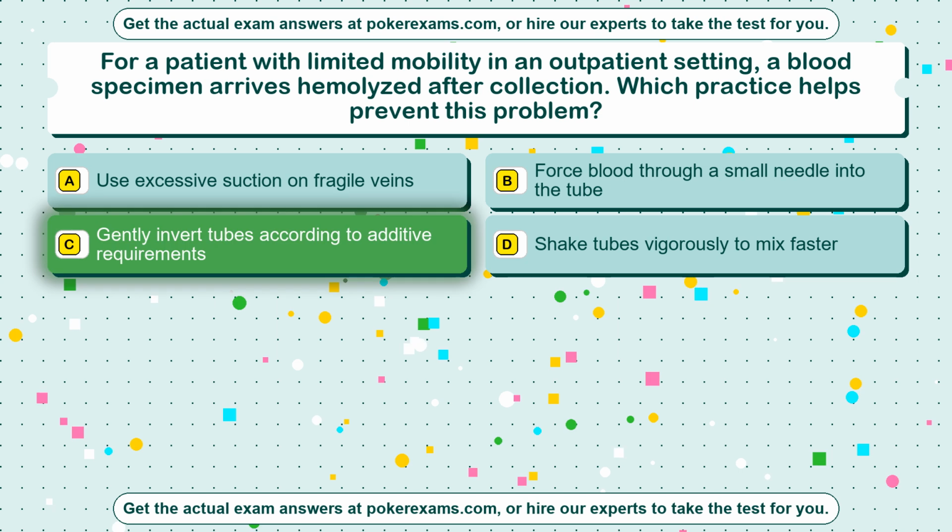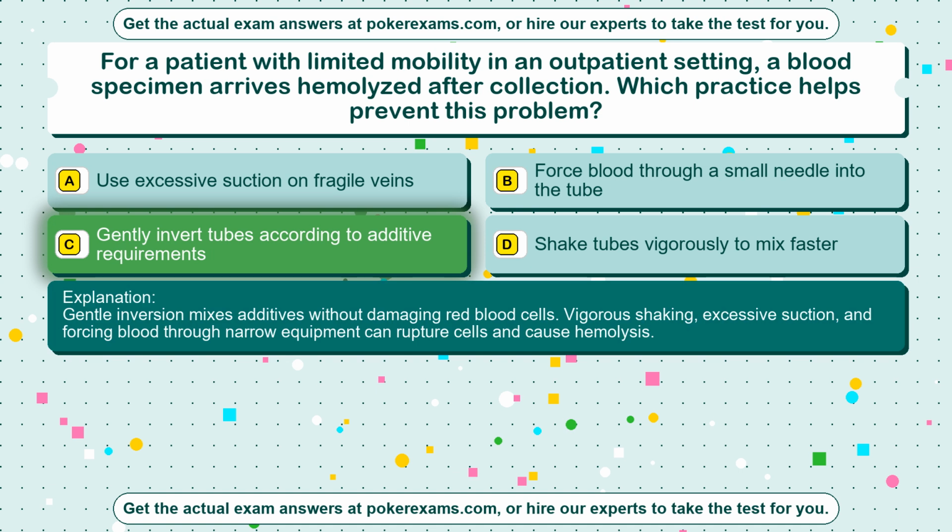The correct answer is option C, gently invert tubes according to additive requirements. Gentle inversion mixes additives without damaging red blood cells. Vigorous shaking, excessive suction, and forcing blood through narrow equipment can rupture cells and cause hemolysis.